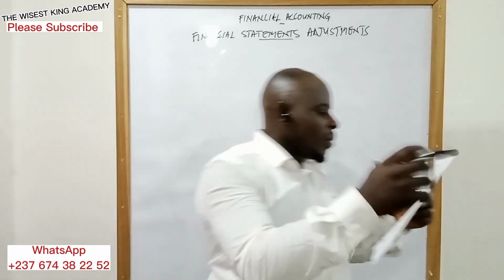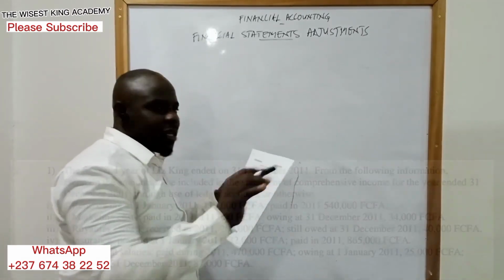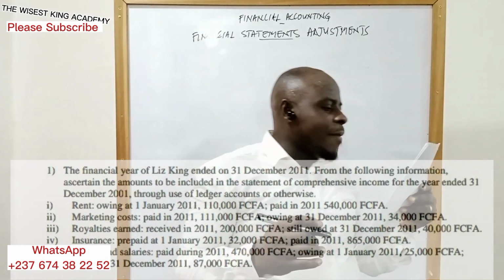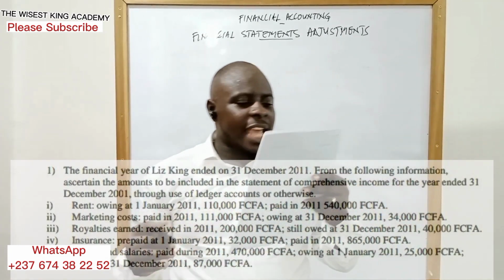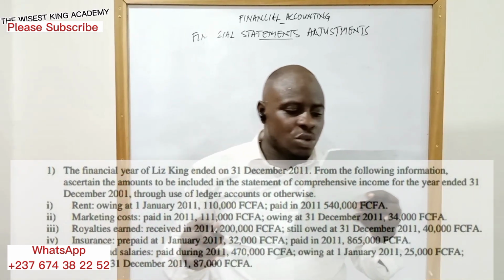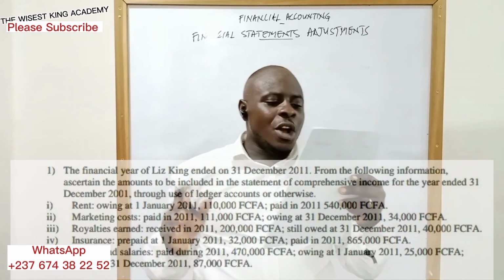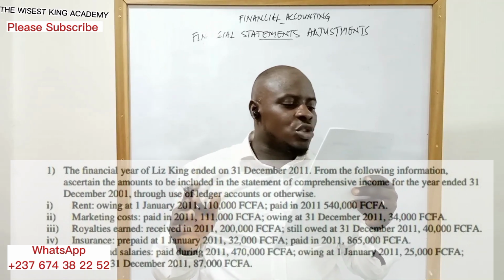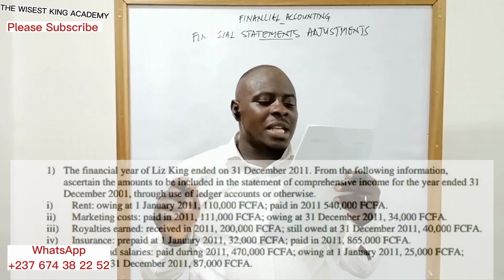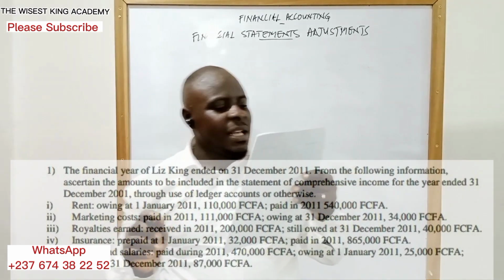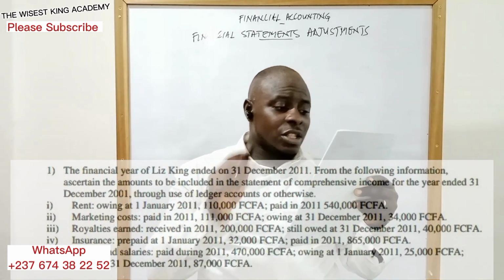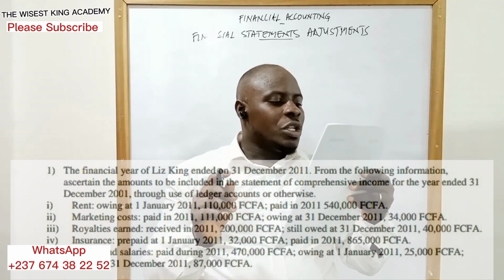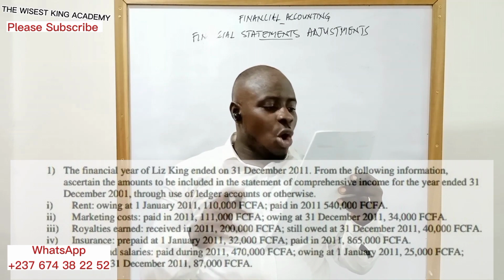Now let's go. Question number 1, basic. This one is mainly on prepayments and accruals. The financial year of Lease Scheme ended on the 31st of December 2011. From the following information, ascertain the amounts to be included in the statement of comprehensive income for the year ended 31st December 2011, through the use of ledger accounts or otherwise.